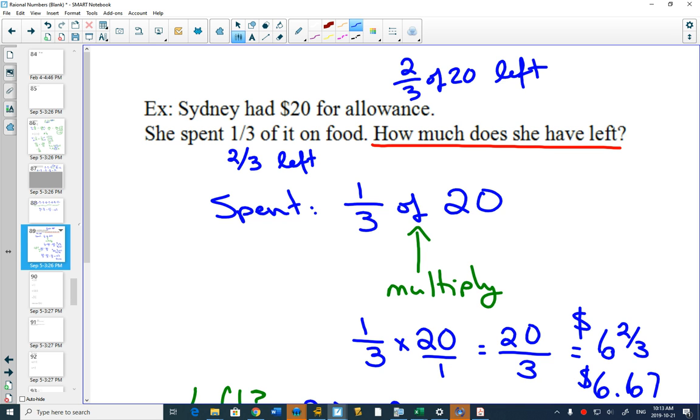What does the word "of" mean when we're reading with fractions? It means multiply. So if I would have done this 2/3 times 20, and I change my 20 to 20 over 1, 2 times 20 is 40, 1 times 3 is 3. We get our answer right away. Sometimes if it's asking how much is left and you can change that fraction, it can help you a lot.